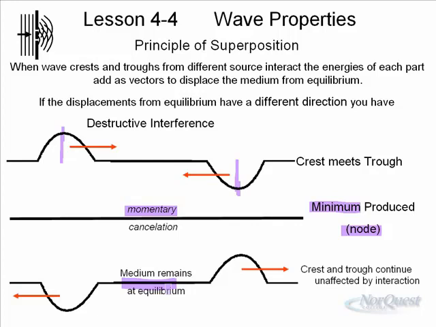When they produce a node like this, the medium is flat for just a moment, but then the waves continue on, and the medium remains unaffected. So we have antinodes, which are produced by constructive interference, and nodes, which are produced by destructive interference.